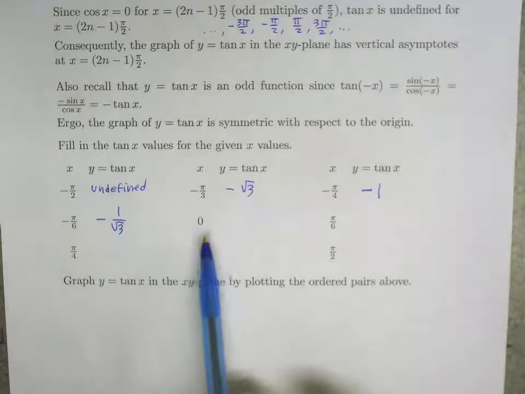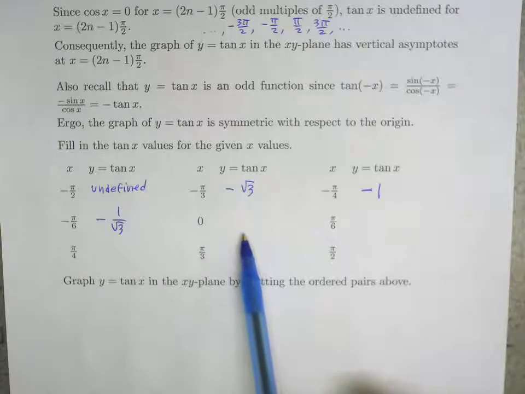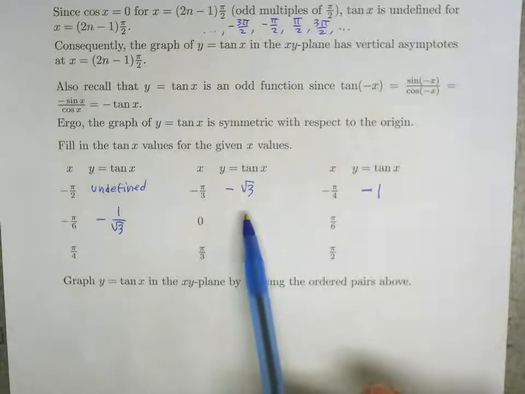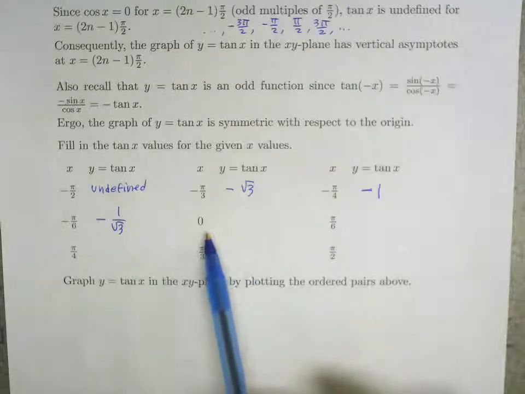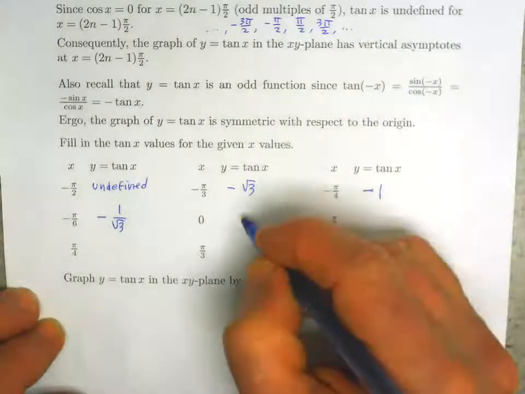Tangent of 0 is sine of 0 divided by cosine of 0. Sine of 0 is 0. Cosine of 0 is 1. So tangent of 0 is 0 divided by 1, or 0.